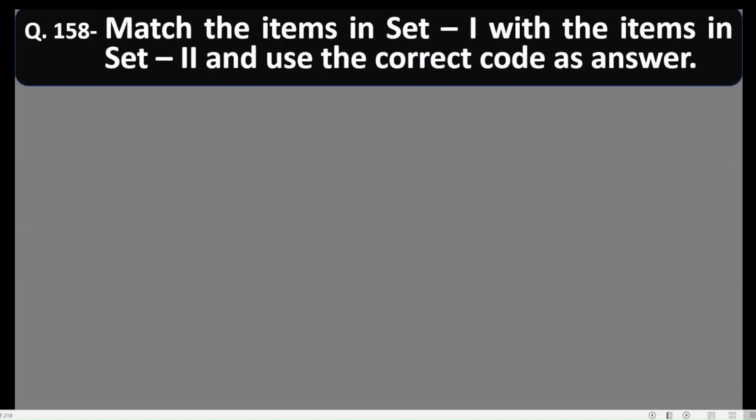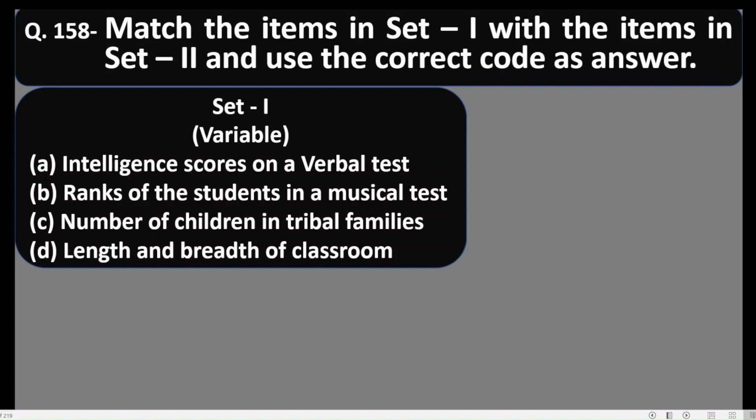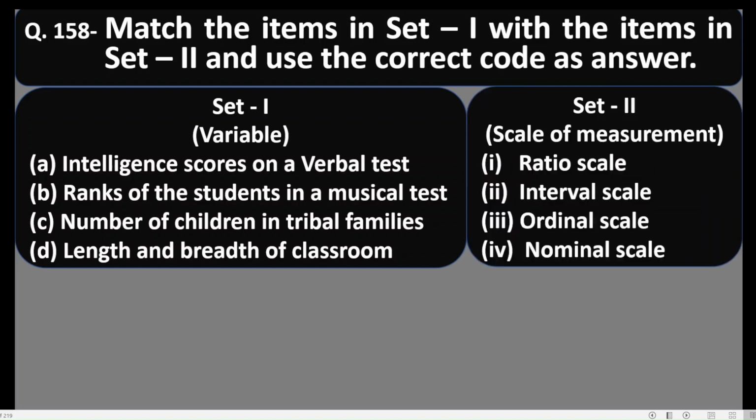Question 158. Match the items in set 1 with the items in set 2 and use the correct code as answer. Set 1 variables are given: intelligence scores on a verbal test, ranks of the students in a musical test, number of children in tribal families, length and breadth of classroom. Set 2 is scale of measurement. We have to match these two things, variable and scale of measurement. In set 2, ratio scale, interval scale, ordinal scale, and nominal scale are given.